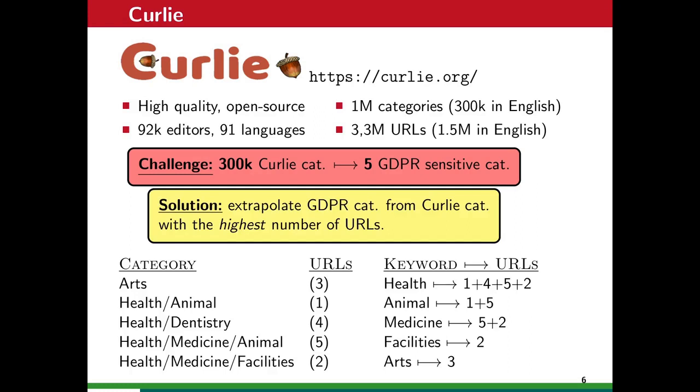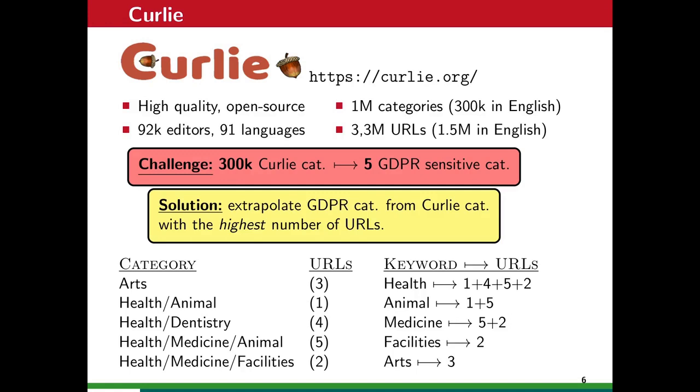In this example, we can get an idea of our technique. On the left, we have the Curlie categories with their branches, and in the brackets we have the number of URLs that belong to each category. We start by generating a list of keywords that are extrapolated from the branches' names that appear in the category hierarchy. Then, for each keyword, we perform a cumulative sum of the total number of URLs that are associated to this keyword.